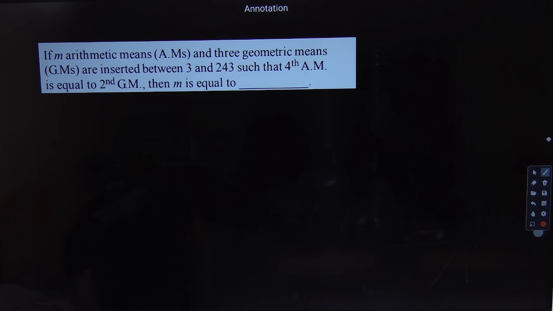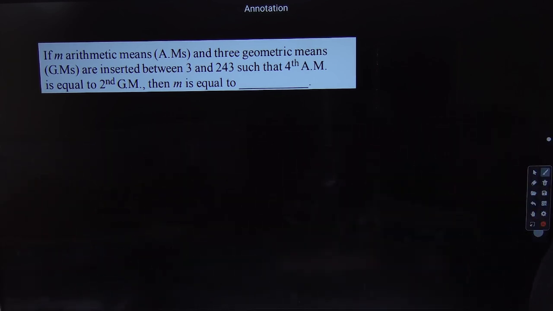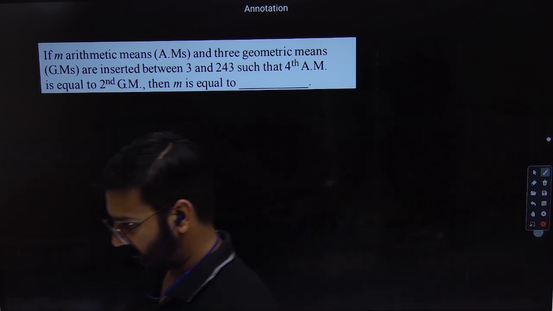Okay, let's start with the first question. All of you copy the problem quickly.